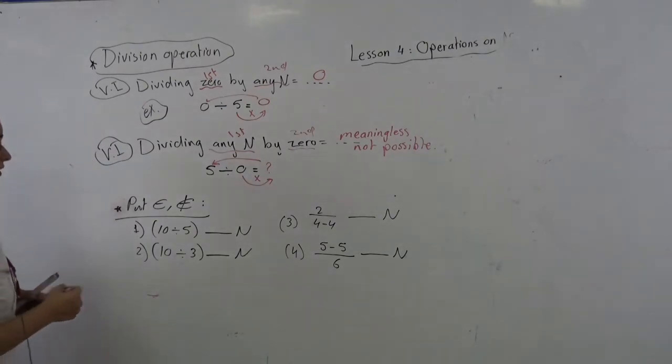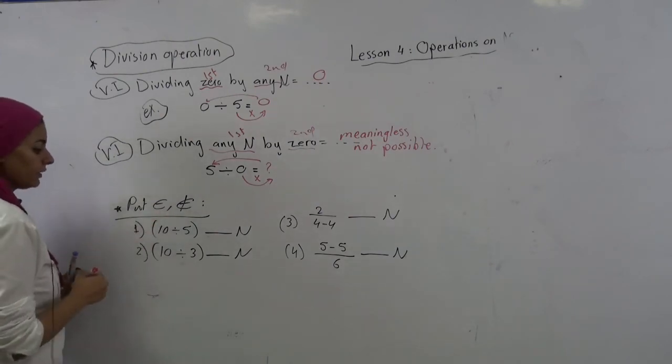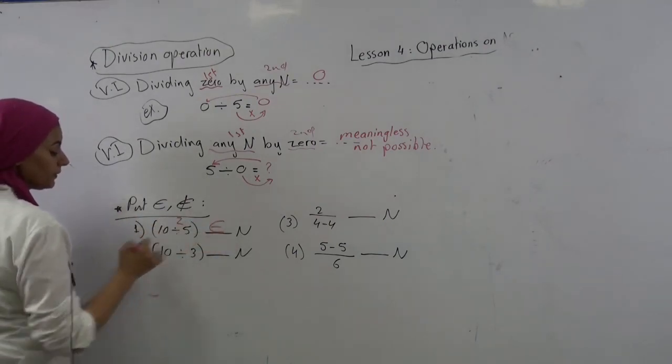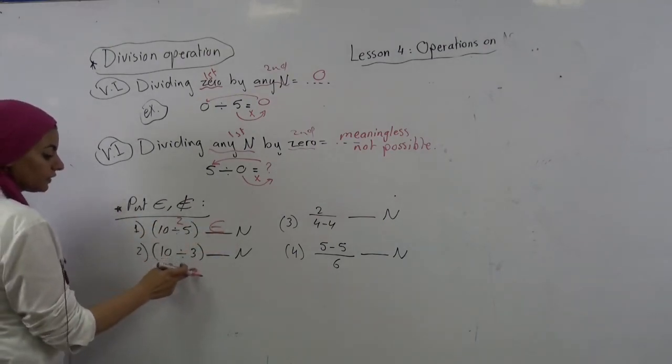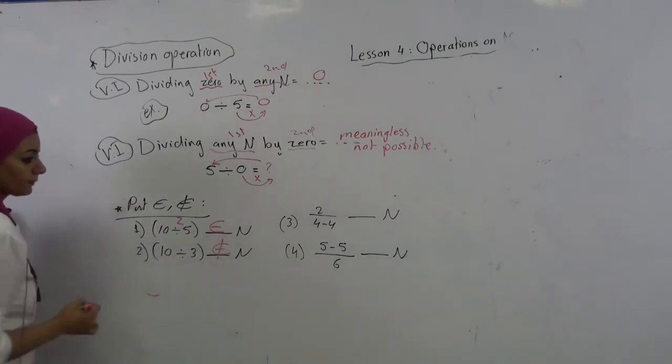We have another exercise: put element belongs or element doesn't belong, on the calculator as it is. 10 divided by 5 will give me 2, where 2 is an element that belongs to N. 10 divided by 3 will give me a decimal. A decimal doesn't belong to N.